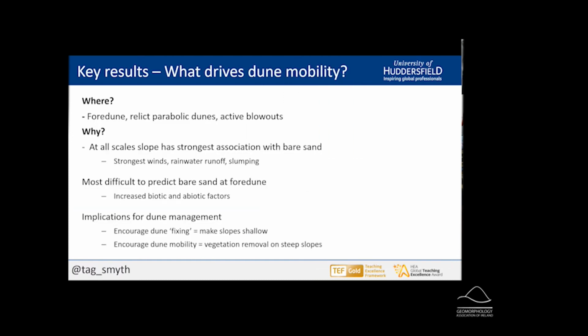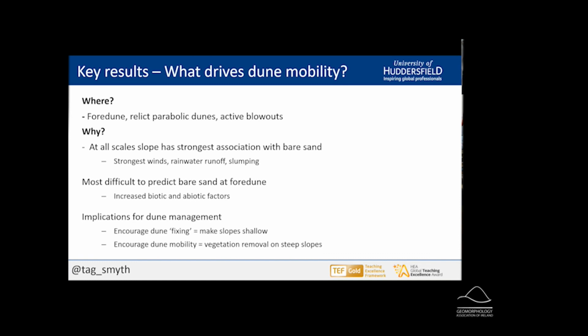So in summary, what have we learnt about what drives coastal dune mobility? Well, where is it happening? Well, it's mostly at the foredune and on those relict landforms that are otherwise vegetated. So although the deflation basin itself is quite often vegetated, where we have that relatively steep slope on the erosional walls, there is still some sand dune mobility happening.